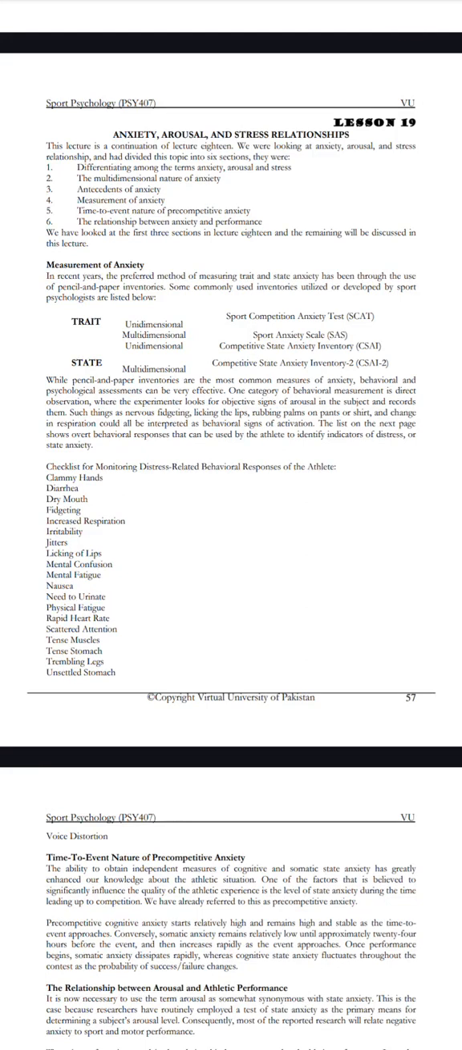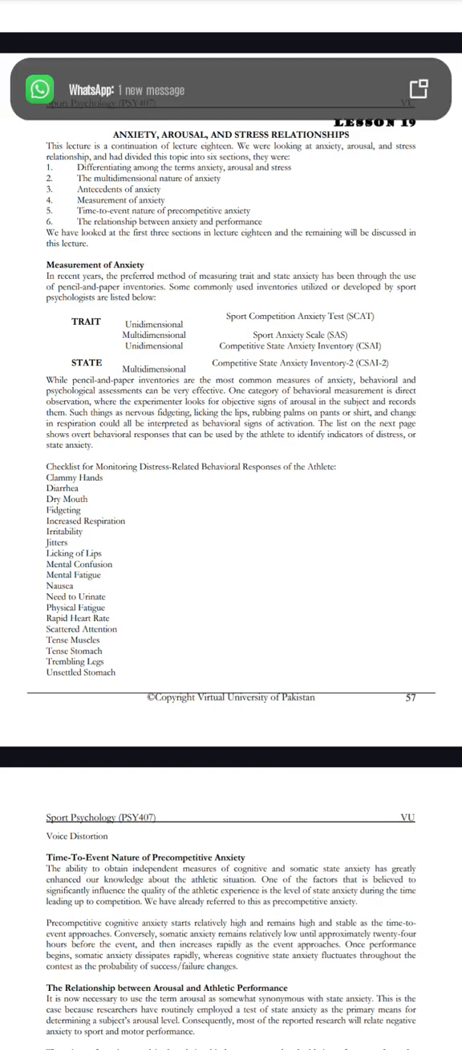This is Sports Psychology lecture number 19, the first lecture of the final term. It is the continuation of the 18th lecture, which is about the anxiety, arousal and stress relationship. In today's lecture, we are going through the topics: measurement of anxiety, time to event nature of pre-competitive anxiety, and the relationship between anxiety and performance.